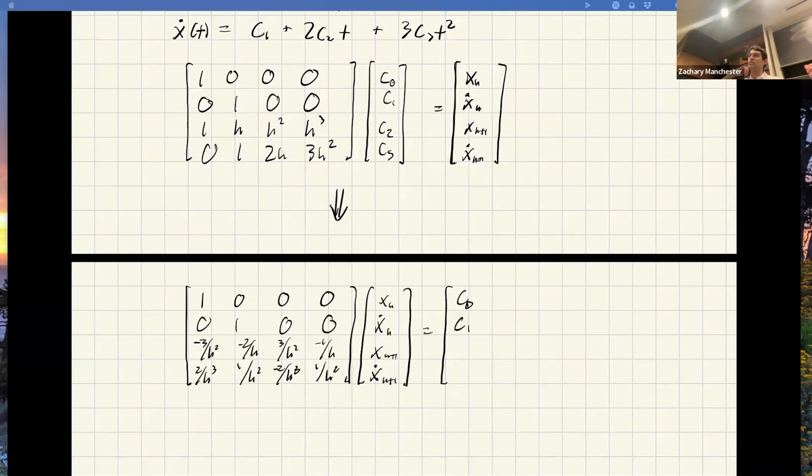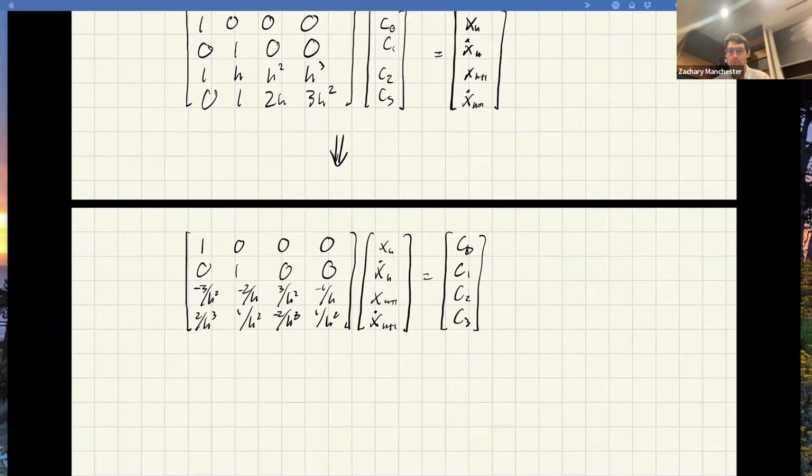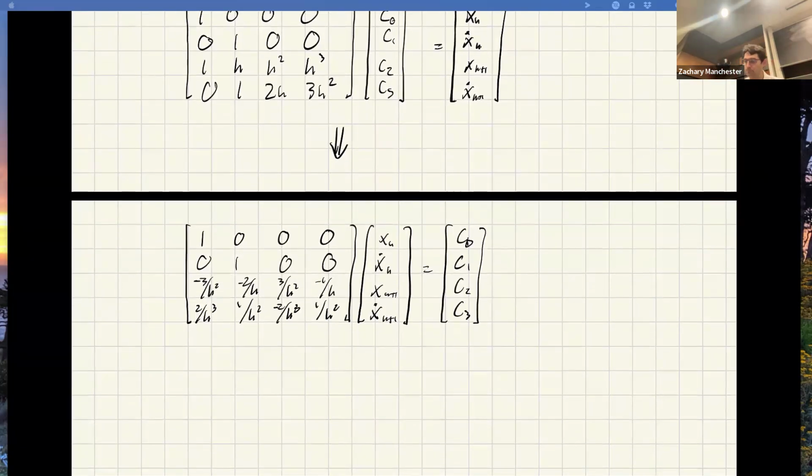So basically what this lets you do is, given the x's and x dots at the knot points, I can now evaluate the interpolated value of the state anywhere in the middle, assuming they're fit through a cubic spline. And that's what we want. So that's why we did that. Okay, cool. So that's all the stuff.